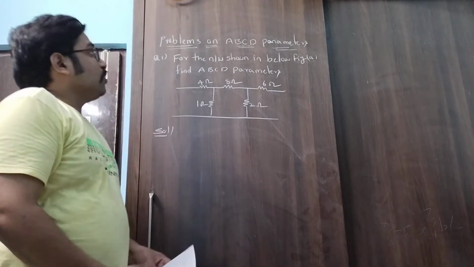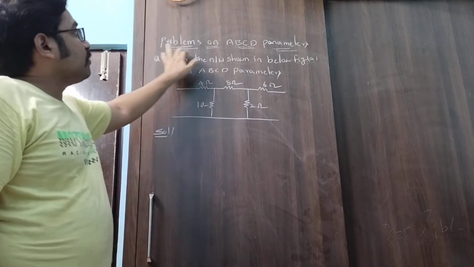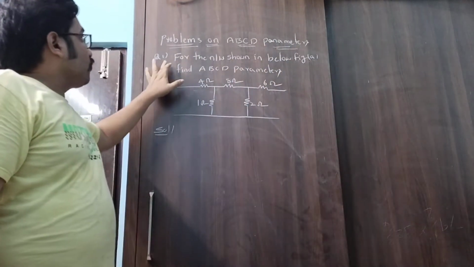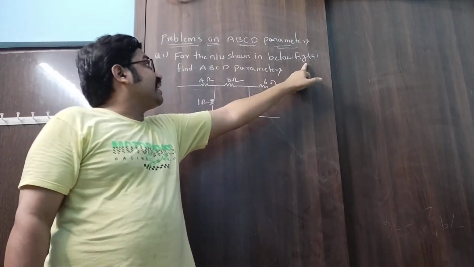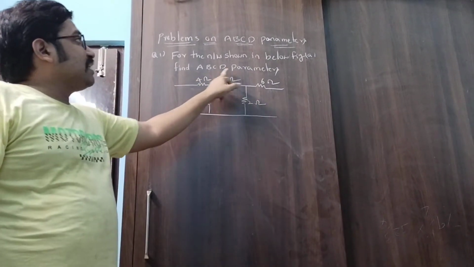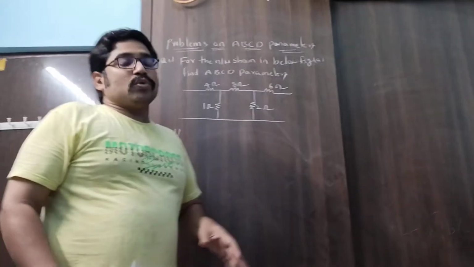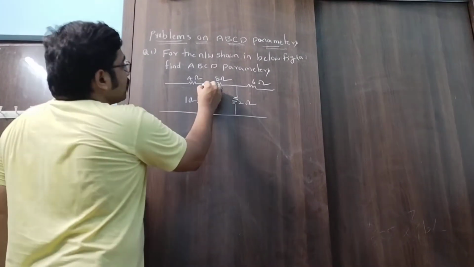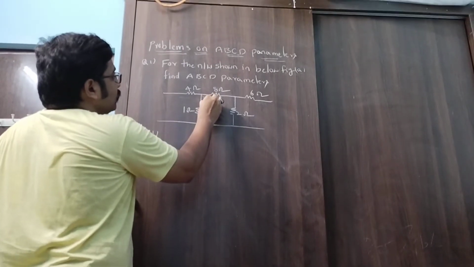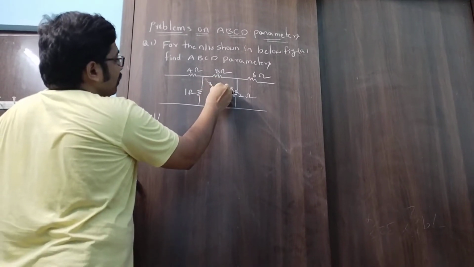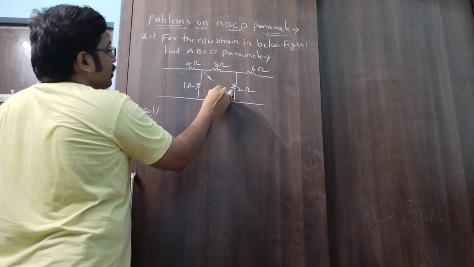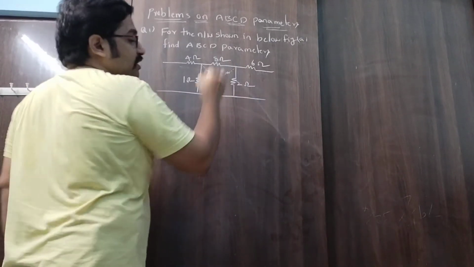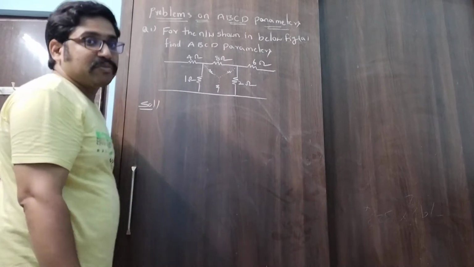So today we are going to discuss the problems on ABCD parameters. For the network shown in the figure, find the ABCD parameters. The given network is a pi network. So what we need to do? You need to convert this network into a star or T network by using the delta to star transformation technique.